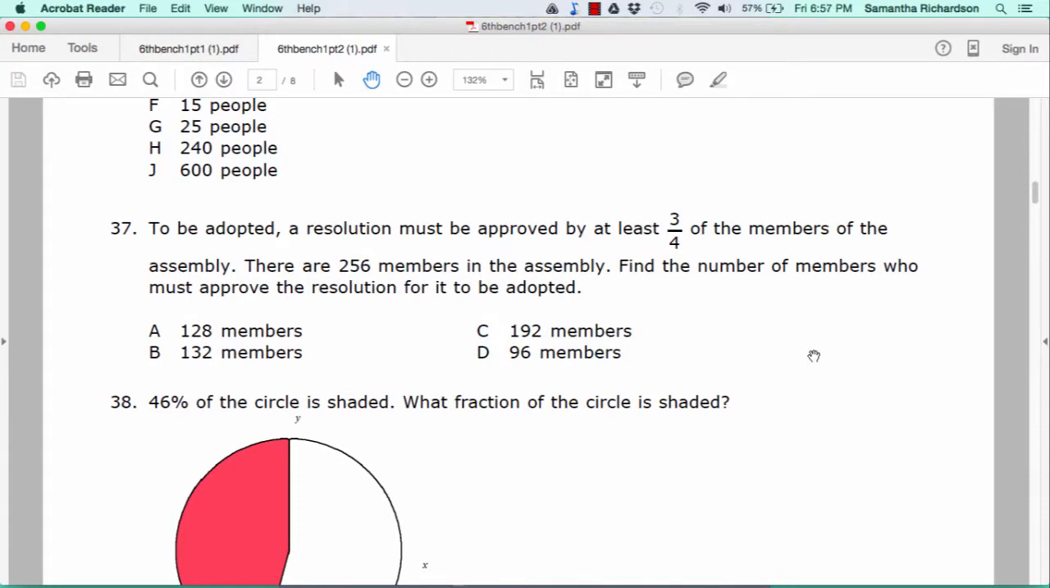Question 37. To be adopted, a resolution must be approved by at least 3/4 of the members of the Assembly. There are 256 members in the Assembly. Find the number of members who must approve the resolution for it to be adopted. A. 128 members. B. 132 members. C. 192 members. D. 96 members.